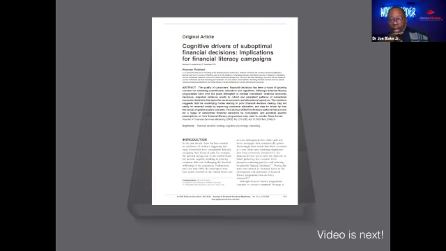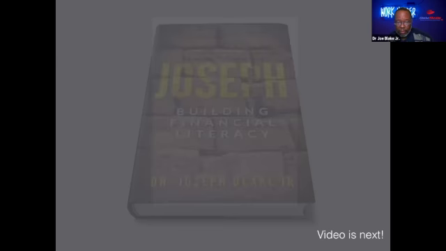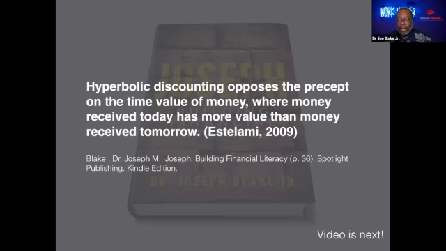Now, another example here, and this is going to be a short class, by the way, and I'm not going to keep us all here forever. But this is suboptimal financial decisions, and with this there's what's called hyperbolic discounting. Another big old juicy word.